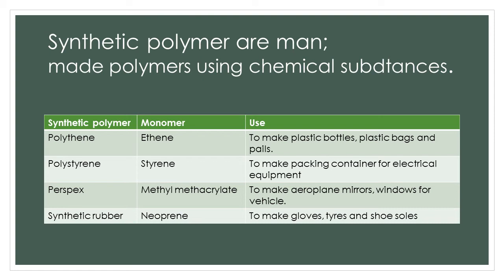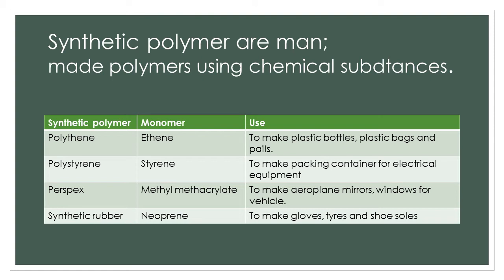And the second one, I'm sure you are familiar with this one. Polystyrene, that you use to pack your food, right? The monomer of polystyrene is styrene. So when it forms a polymer, we call it polystyrene. What is the use of polystyrene? To make packaging containers of electrical equipment.